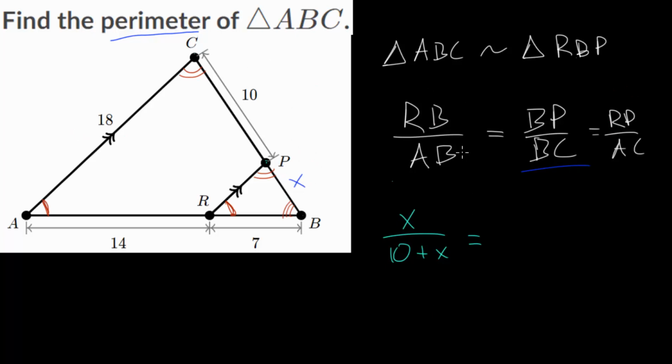So we'll need to use this ratio here, and we can say that RB, that is 7, we'll divide that by AB. But AB, notice, is the sum of A to R and R to B. We can add those together to get this total length, and we have 14 plus 7, which is 21. So at this point, we can actually solve the equation.